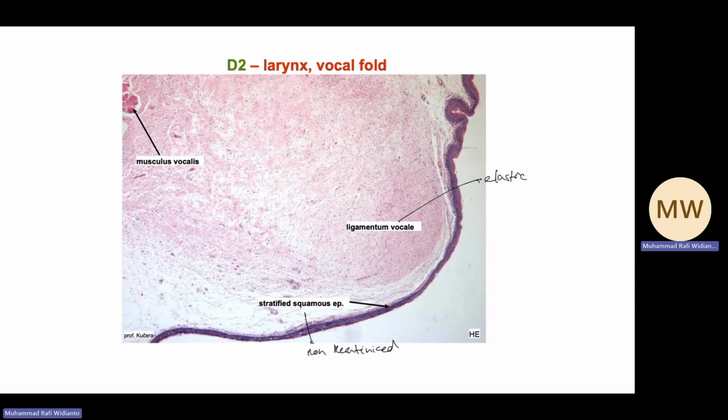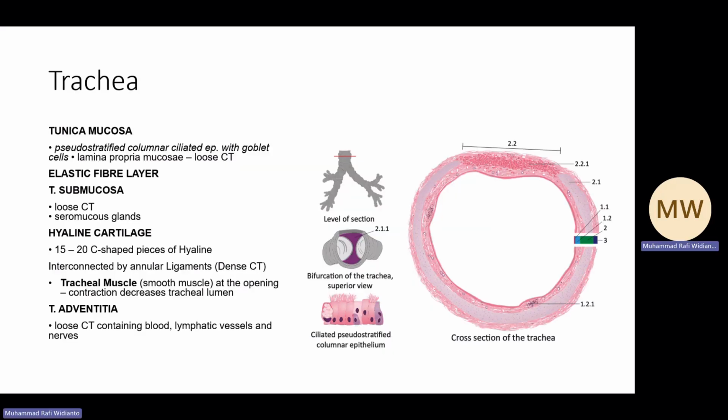And we can also see in the vocal cord of the larynx that we have the elastic ligament and the stratified squamous epithelium, which is non-keratinized. And you can also see over here, just a tiny bit, the muscle, which helps us in opening our vocal cords. Next, we'll talk about the trachea.